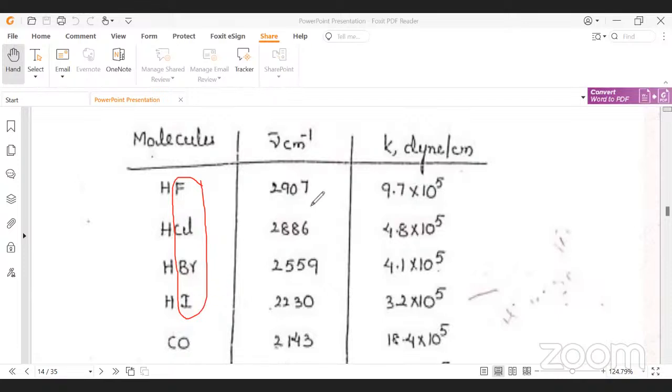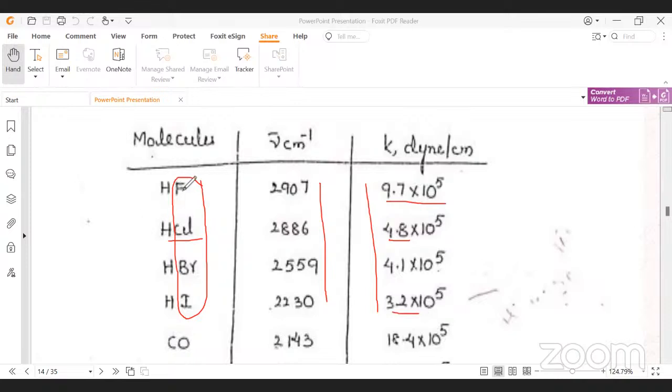At the same time, the force constant also decreases from top to bottom. Look at here, the frequency also decreases. For hydrogen fluoride, the force constant is 9.7, then HCl is 4.8, HBr is 4.1, and hydrogen iodide is 3.2.